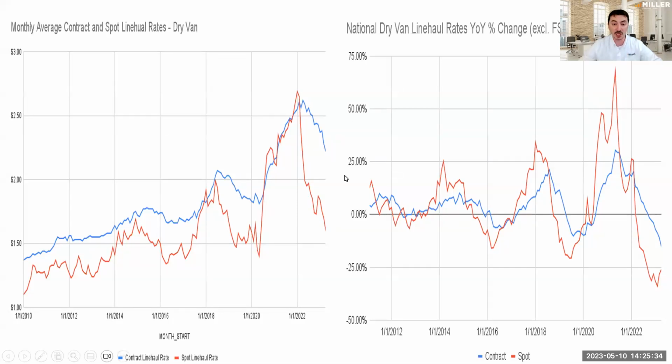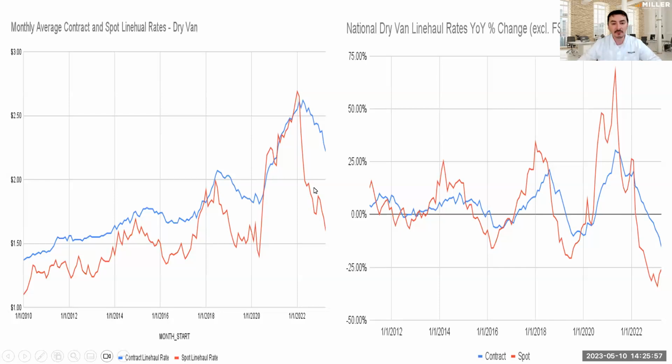These are the rates of change for the same data. So you can see contract rates are down something like 15%, while spot rates are currently down 25%. So there's clearly an opportunity to renegotiate your logistics costs and transport costs and take advantage of the decline in prices that we've seen over the last, call it, 12 months or so.